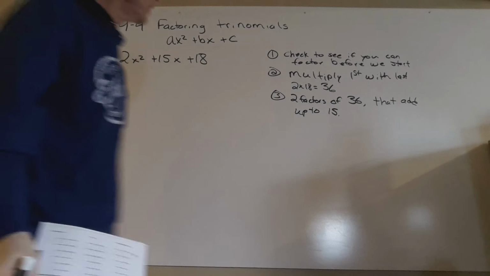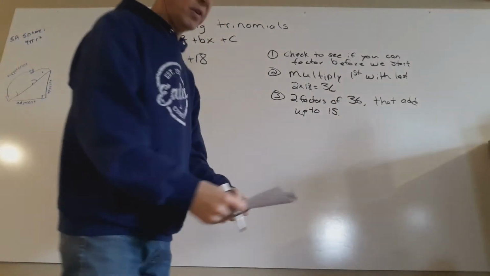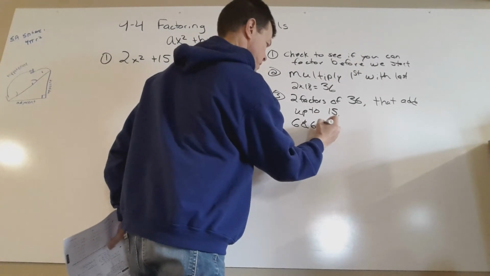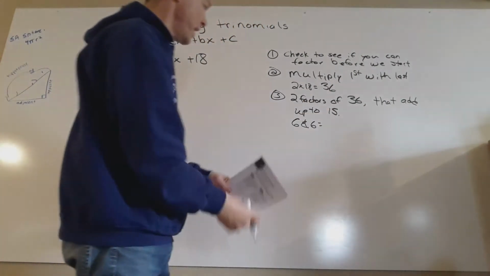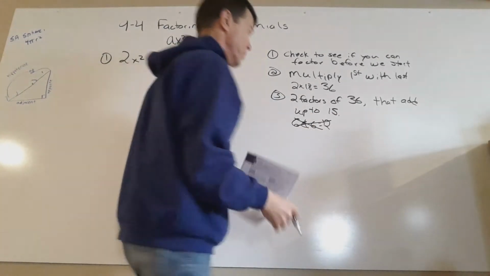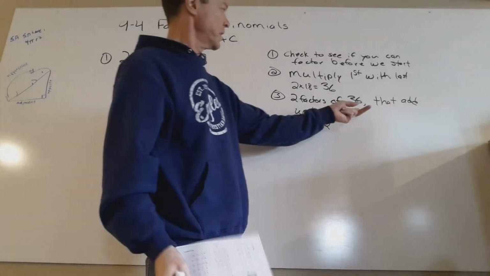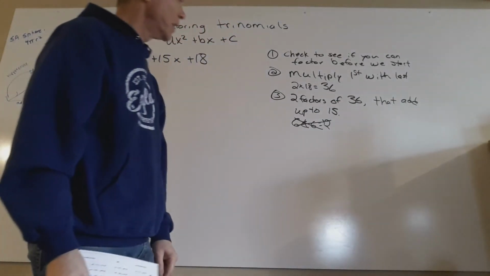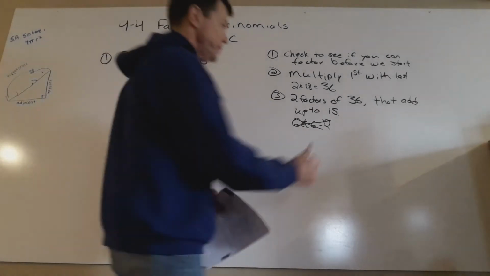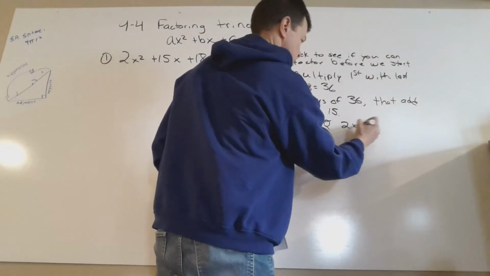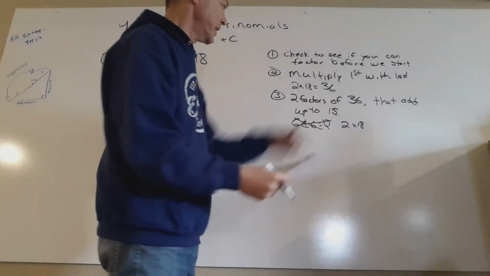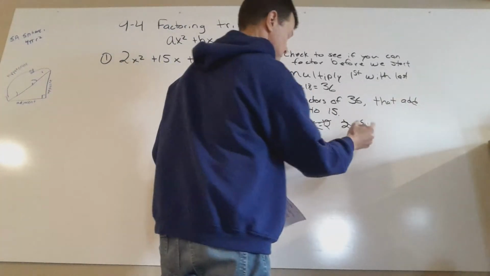Okay, so start thinking of our factors of 36. The first thing that comes to mind is 6 and 6. 6 times 6 equals 36, but when I add those together, I get 12. So 6 and 6 is not going to work. Then I need to keep working until I get something else. Well, another factors of 36, 2 and 18. 2 times 18 equals 36. 2 plus 18 is 20. That does not add up to 15, so this does not work.